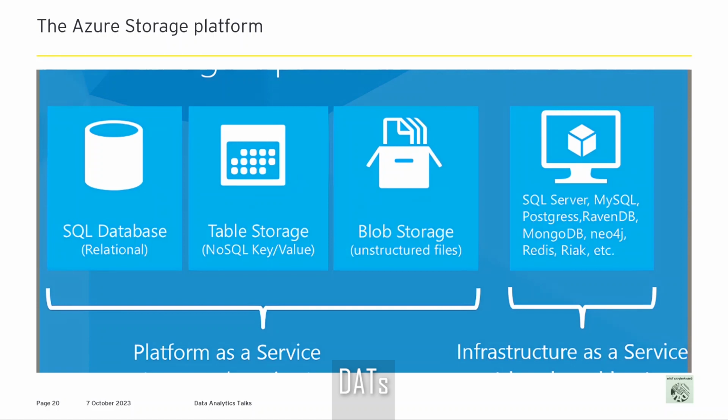It offers SQL databases, which are relational. It offers table storage, which is NoSQL or key-value pair. It offers blob storage, which is for unstructured files. Then we have infrastructure as a service, such as SQL Server, MySQL, Postgres, then MongoDB, Redis, and so on.